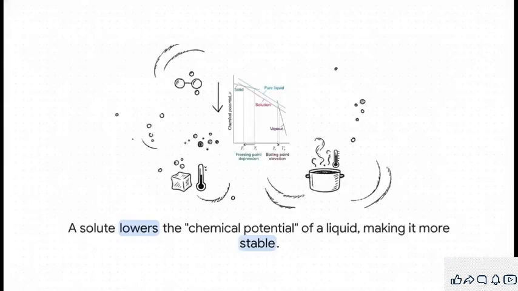This graph shows it perfectly. See that pink solution line? Notice how it's pulled down lower than the blue pure liquid line? In chemistry, that's called lowering the chemical potential, which is really just a fancy way of saying the solution is more stable, more chill. It doesn't want to change. And because it's more stable, you have to make it even colder to force it to freeze, or even hotter to force it to boil.